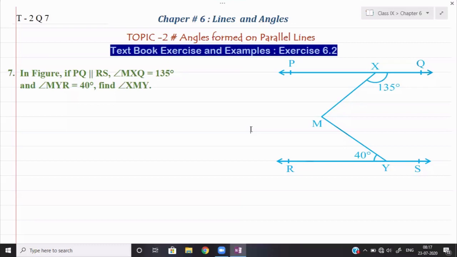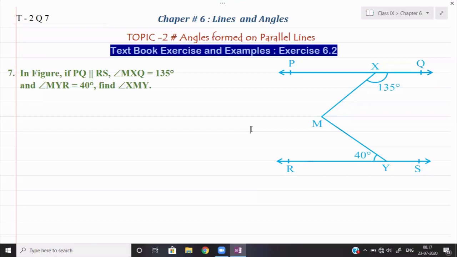In the seventh question, it is given that PQ is parallel to RS. You can refer to the figure. PQ and RS are given parallel. Angle MXQ is given as 135 degrees and angle MYR is equal to 40 degrees. Find the value of angle XMY.